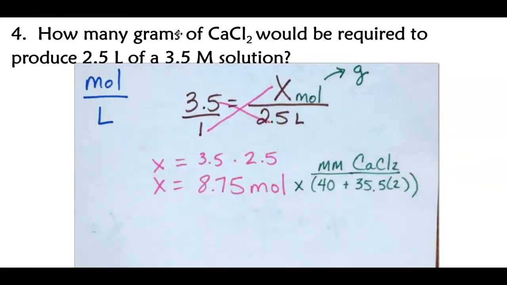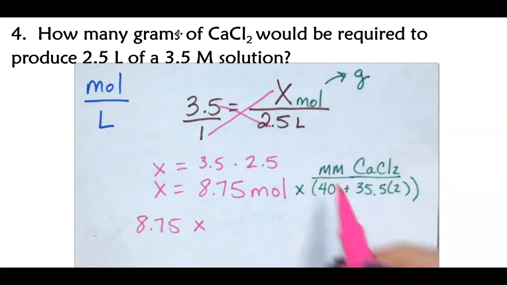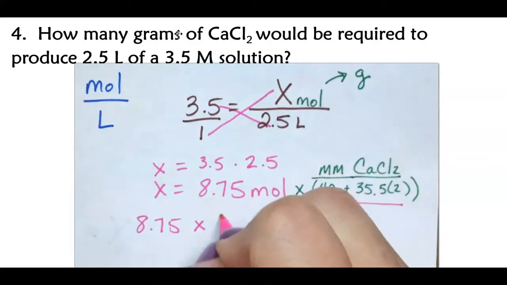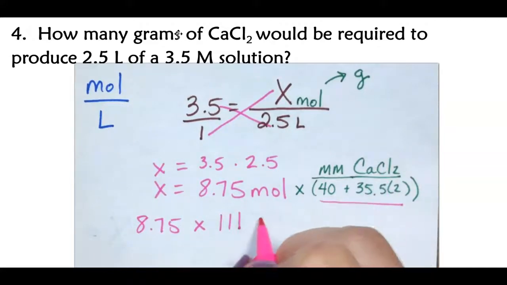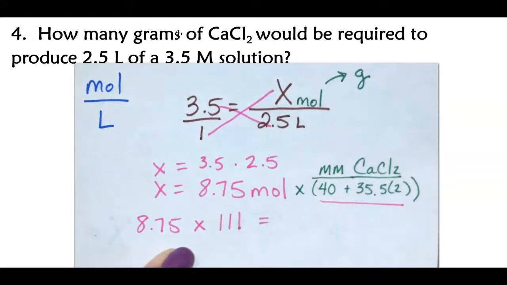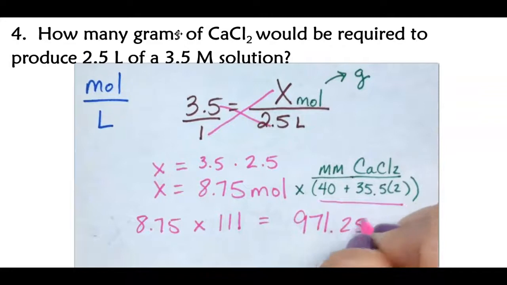All right, let's do some simplifying. We're going to get 8.75 times, and when I do the math here, I get about 111. That's going to be grams per mole of calcium chloride. And so when I multiply those two numbers together, I'm going to get 971.25 grams of CaCl2.